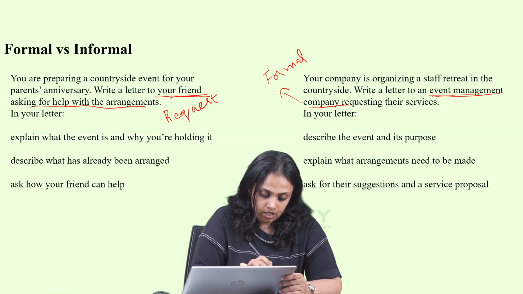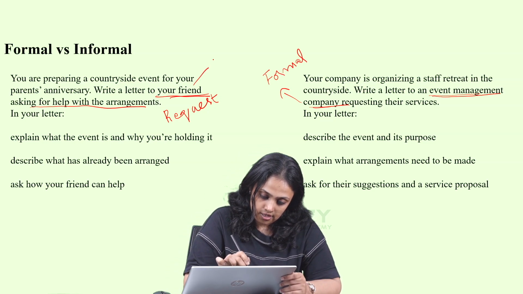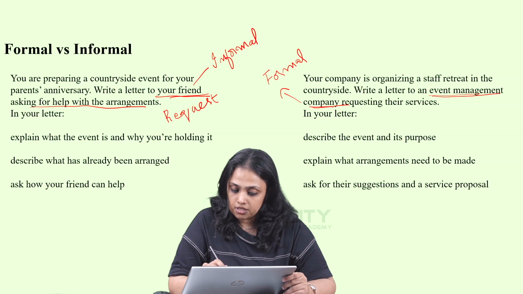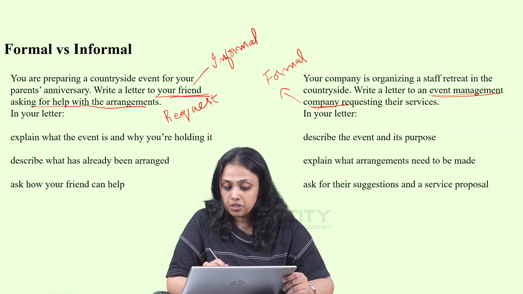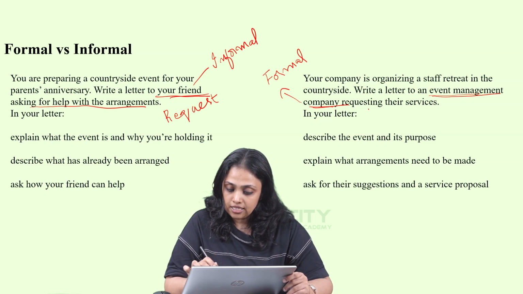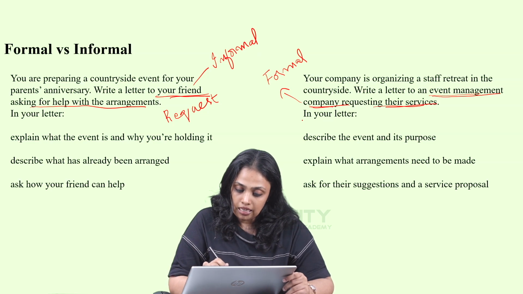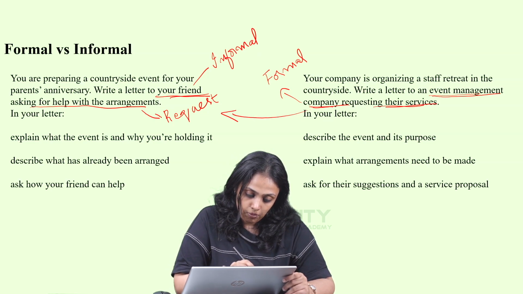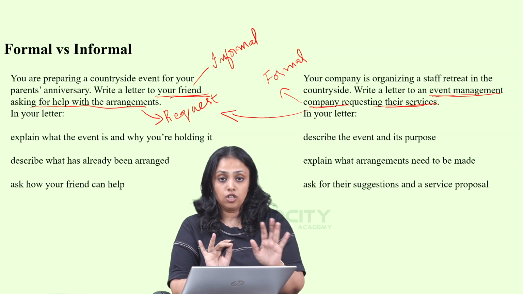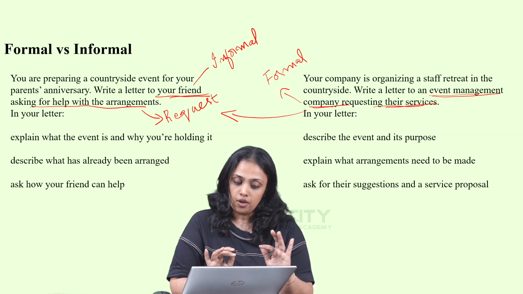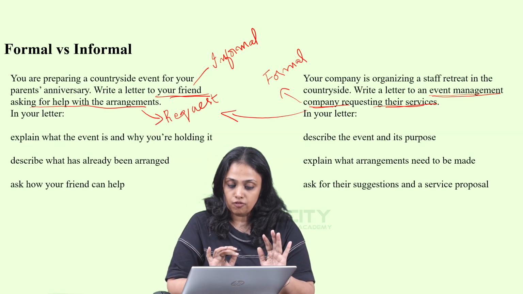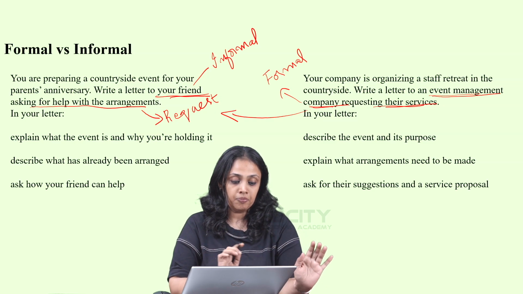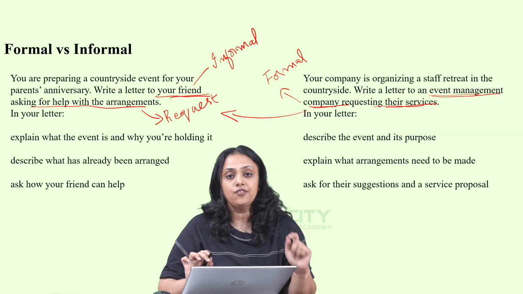Here, since you were writing to your friend, this is an informal letter. Now this one, write to an event management company, is a formal letter requesting their service. So again, the reason for writing the letter is the same here: request. In both of these, the purpose is request. One is informal and the other one is formal. The situation is more or less the same, regarding organizing an event.